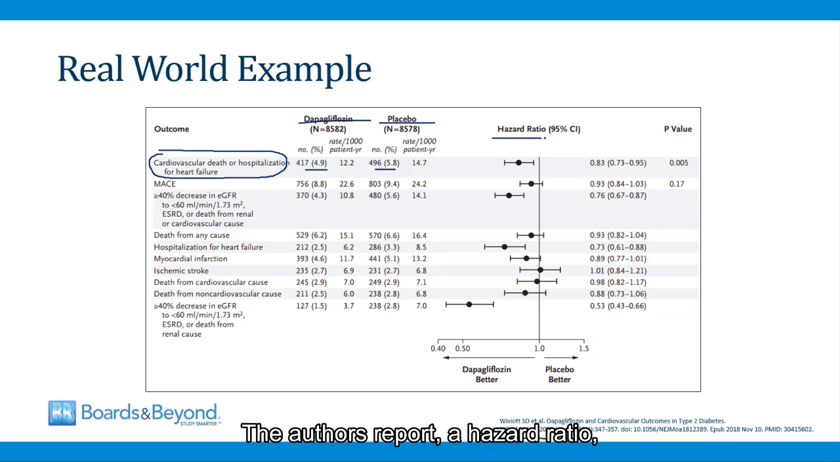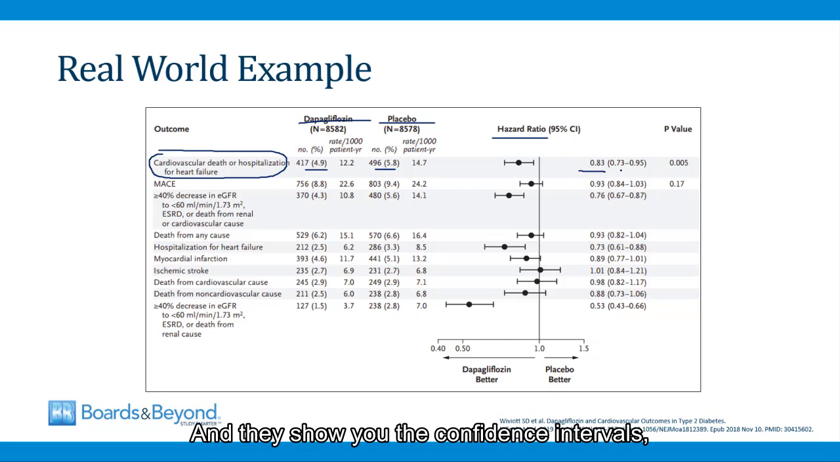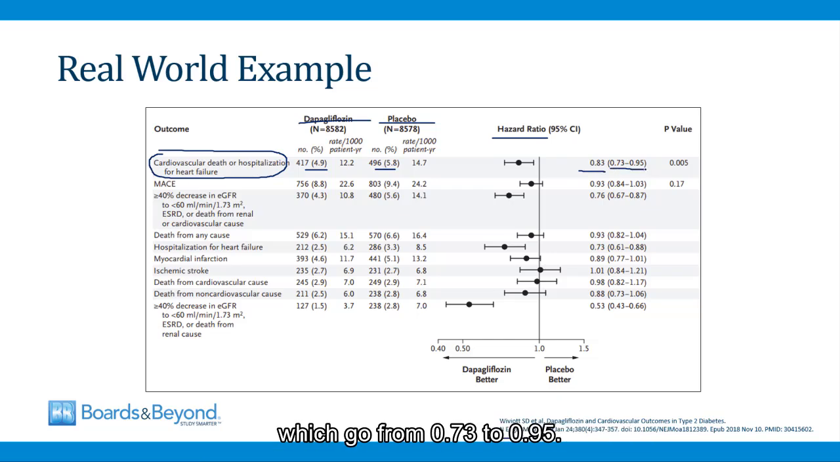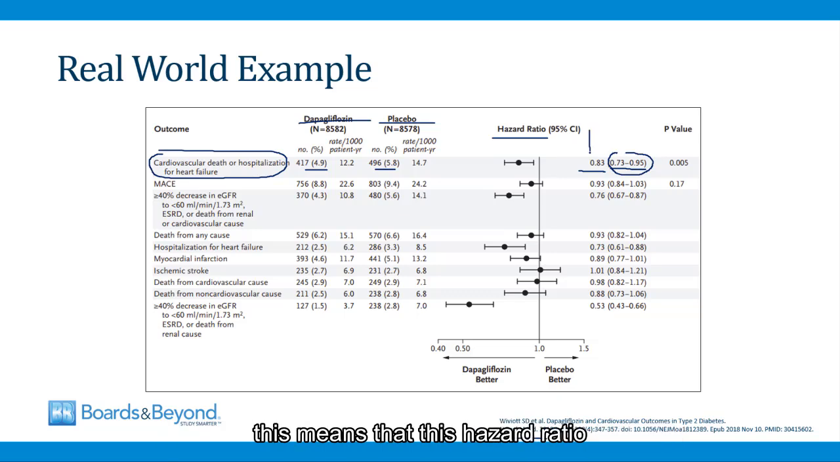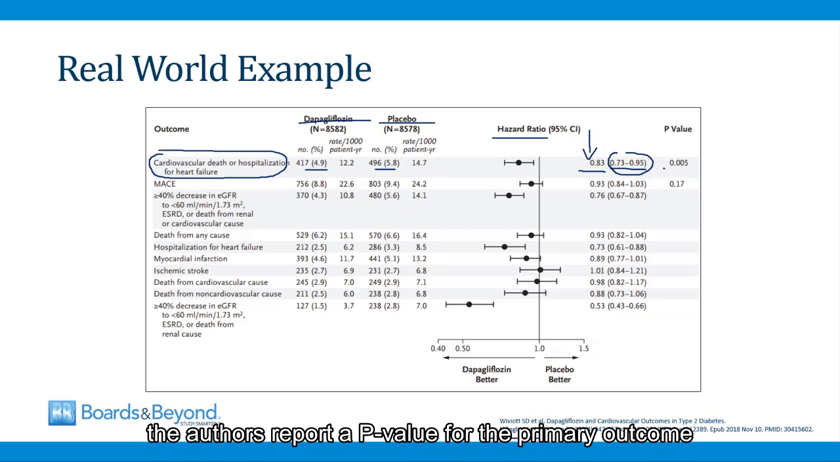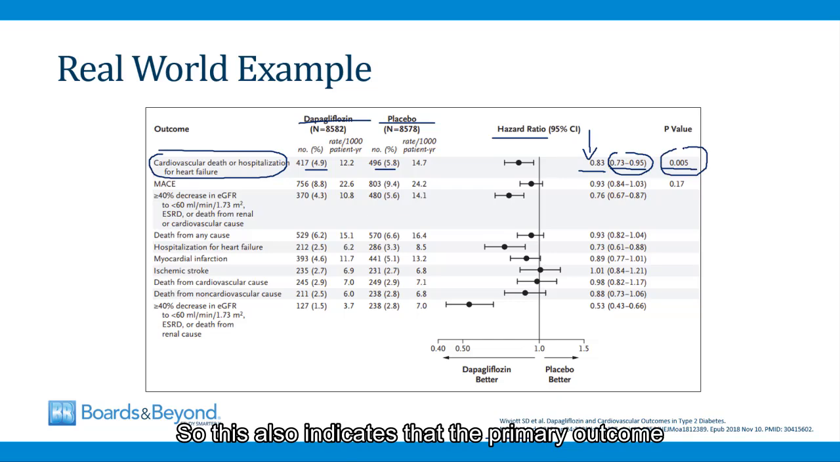The authors report a hazard ratio which is similar to a risk ratio, and the hazard ratio for the primary outcome was 0.83, and they show you the confidence intervals which go from 0.73 to 0.95. And you can see that this range does not include the number 1, and so therefore, as we talked about in the last slide, this means that this hazard ratio is statistically significant. To further emphasize this point, the authors report a p-value for the primary outcome of 0.005. This is less than 0.05, so this also indicates that the primary outcome was statistically different between the two groups, and that this is a statistically significant finding.